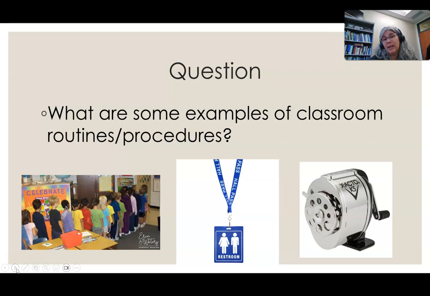So, what are some examples of classroom procedures and routines? You can probably tell from my hints below. It includes things like lining up to go to lunch. How do your students go to the bathroom? What do they do if they break their pencil and need to sharpen them?